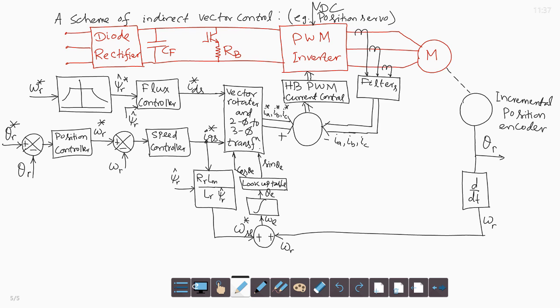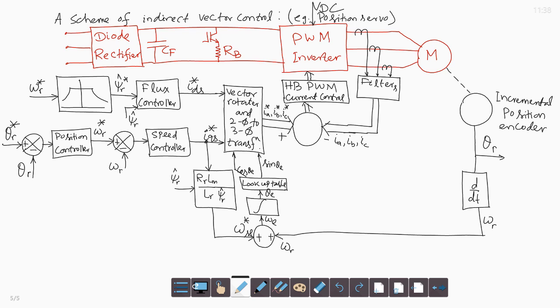How is that theta obtained? IQ star is taken again and multiplied with the function Rr Lm by Lr by psi r hat, which generates the command slip speed omega SL star, as in the previous equation. Then rotor speed is added to omega SL star and we get omega e, which is integrated to give theta e, and using a lookup table, the unit vector components sin theta e and cos theta e are obtained, which are used for vector rotation in the control scheme. From that we get IA star, IB star, IC star, the three phase command currents from the dq command currents.